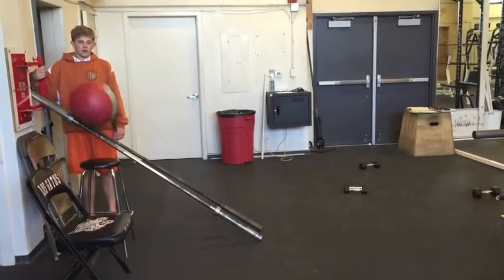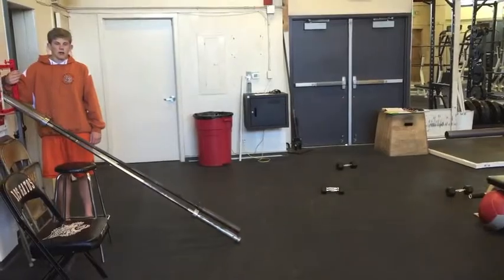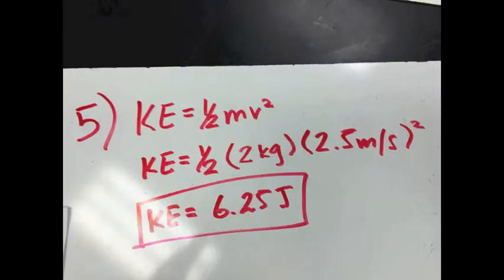A medicine ball with the weight of 2 kilograms is rolling down a slope path. The ball is moving at 2.5 meters a second. What is the kinetic energy? So we use the formula KE equals 1/2 mass times velocity squared. KE equals 1/2 times 2 kilograms times 2.5 meters a second squared. We figured out that KE equals 6.25 joules. Kinetic energy is energy in movement.